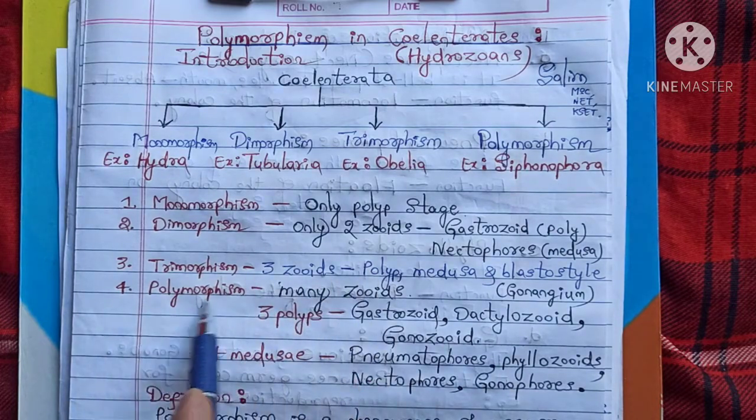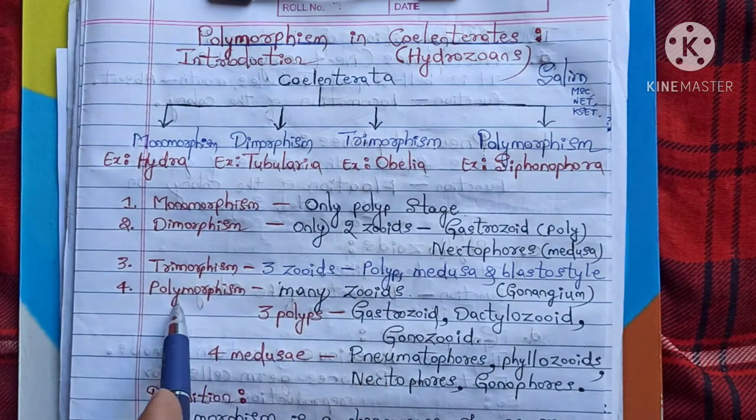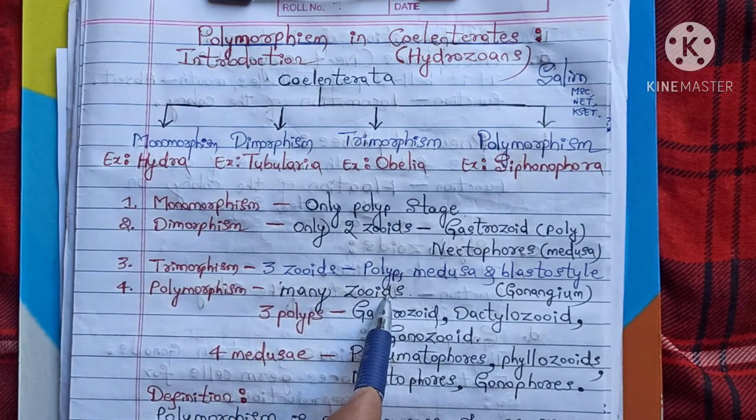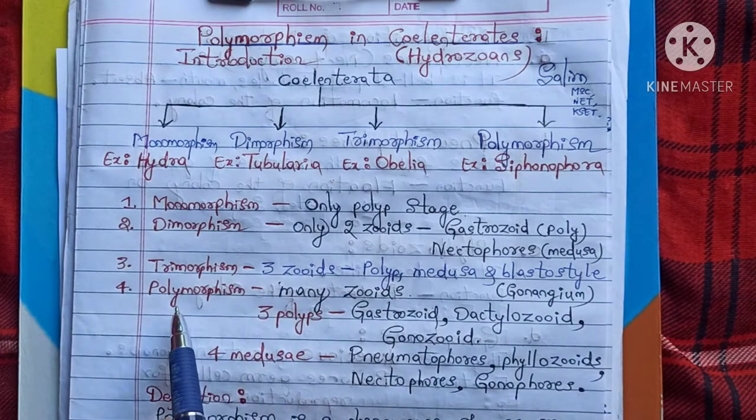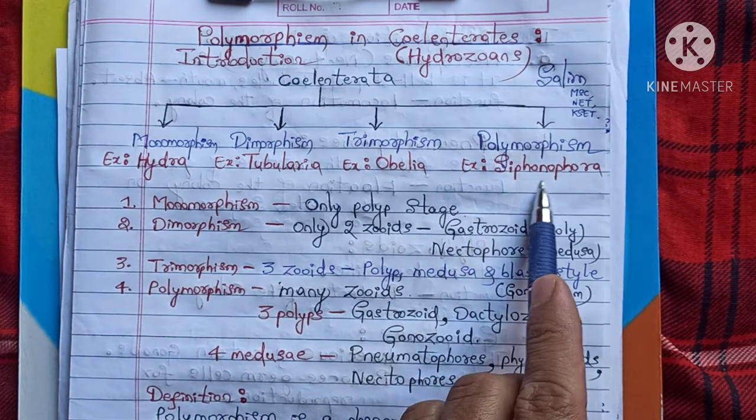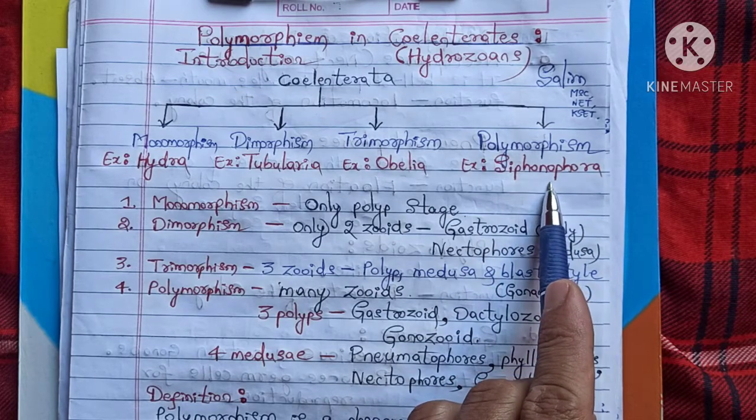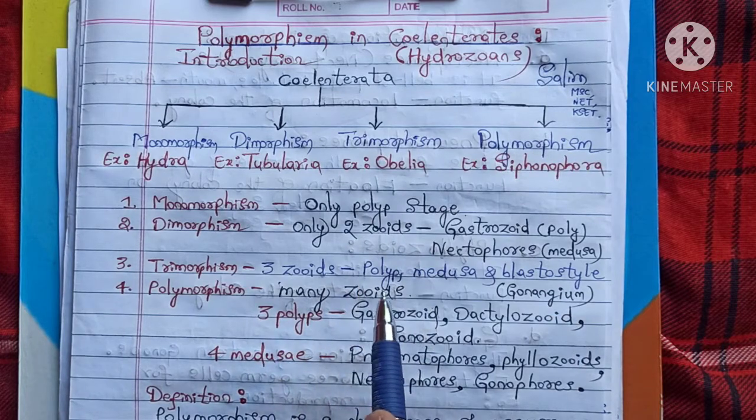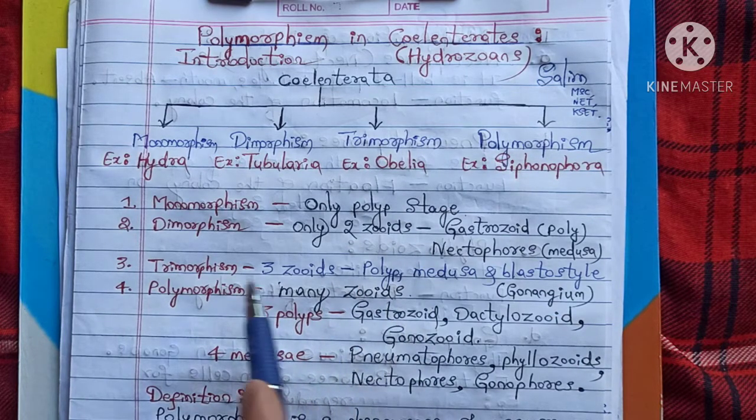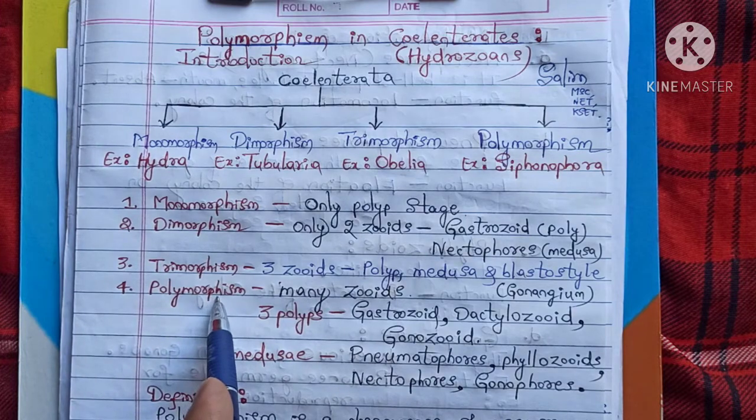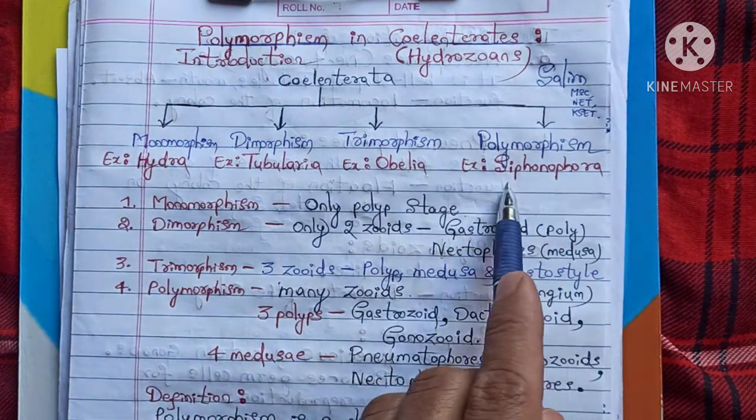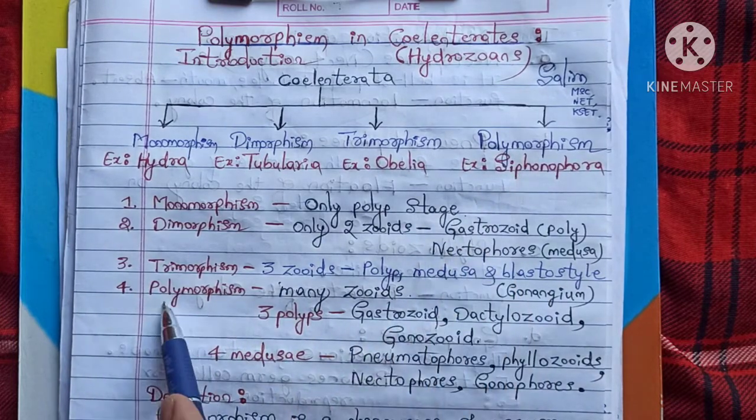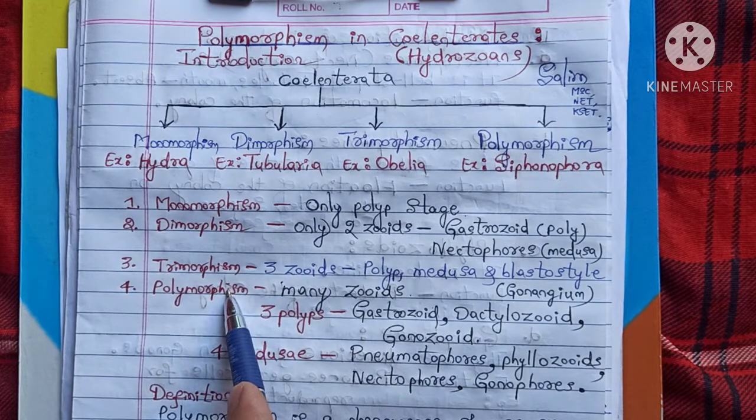Then coming to the fourth one, that is polymorphism. As the name suggests, poly means many. So many zooids are present. The best example for this is the Siphonophora. Siphonophora is a hydrozoan and it is the only animal in the entire animal kingdom that shows the highest degree of polymorphism. You have to remember, very important for your knowledge purpose. It is the only animal which shows a high degree of polymorphism.